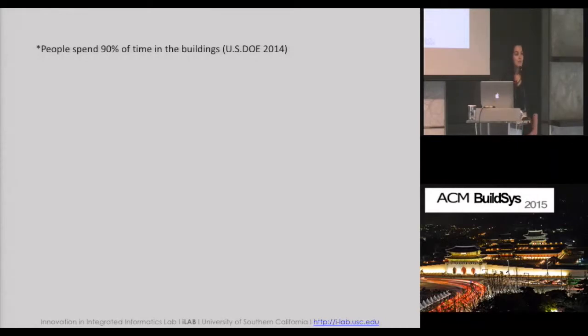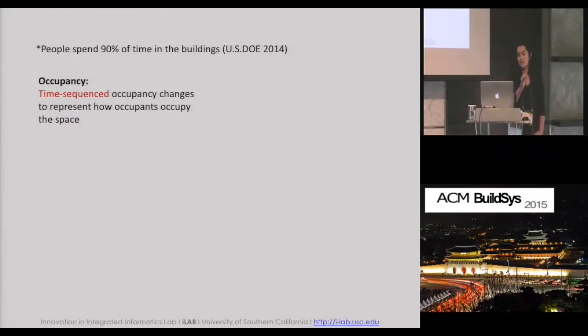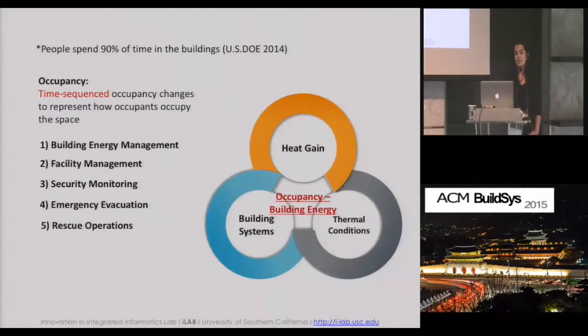occupancy. And this is a depressing fact that you all know: people spend, at least Americans, 90% of their time in buildings. So occupancy is important to us. We define occupancy as time sequence occupancy changes to represent how occupants occupy the space. There are multiple applications, from building energy management to facility management to security monitoring to emergency evacuations and such. And we care about occupancy from a civil engineering and architecture point of view, also to understand how spaces are utilized. So that's an added application area.